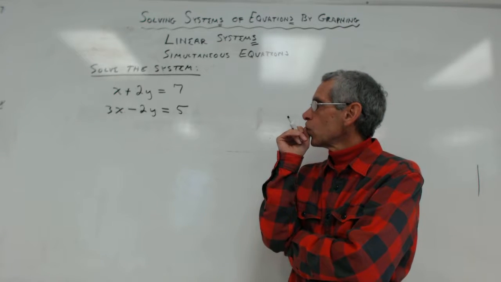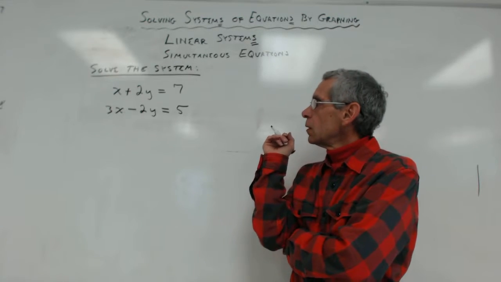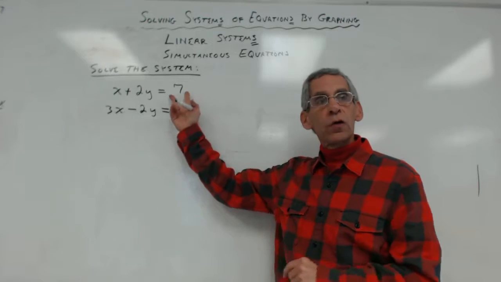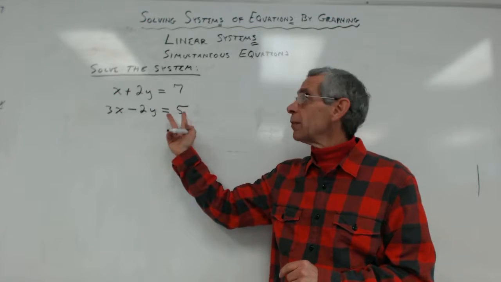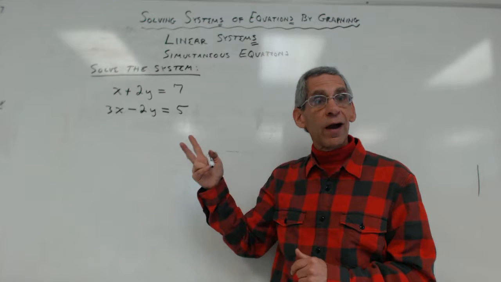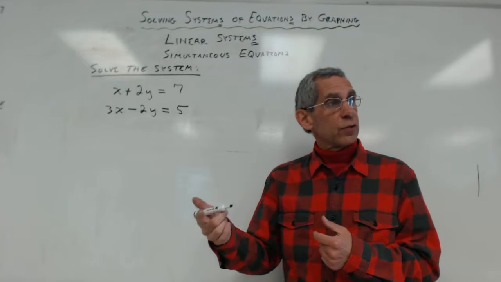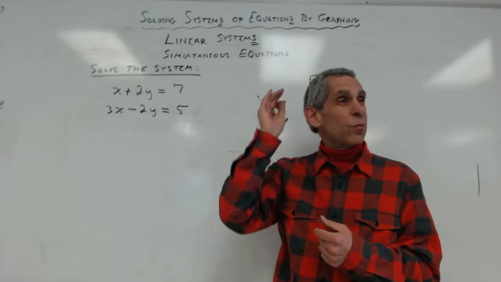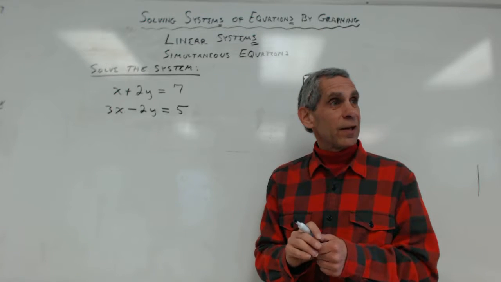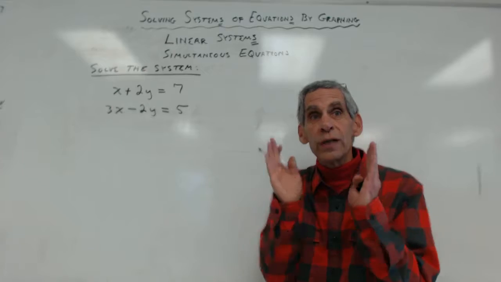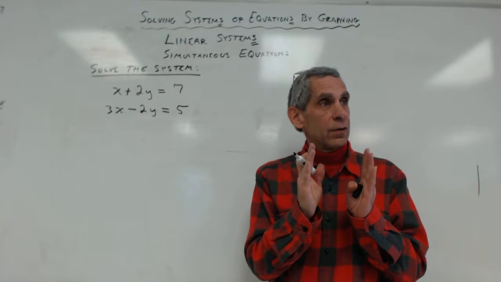Now, I have two equations, and I want to graph them. I'm solving this in particular by graphing. There's 3 methods of solving these, and the first one is graphing. It's not the most accurate way, and it's easy to make a mistake with it because you've got to be really precise when you graph, right?